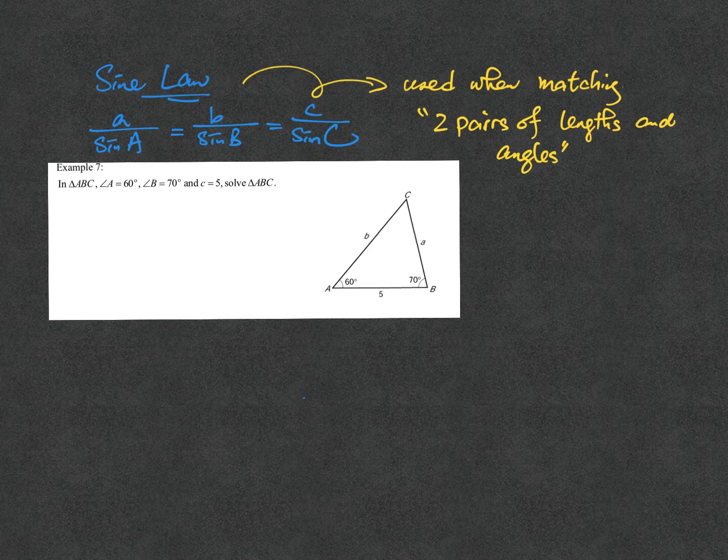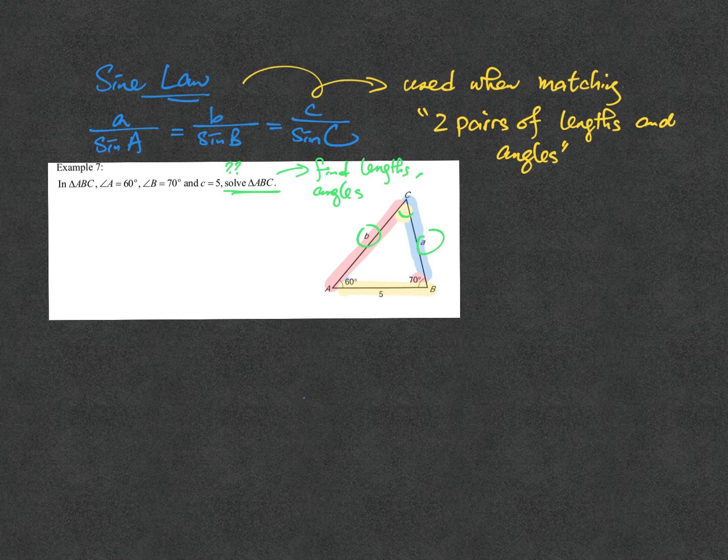Before we apply it, you have to match the sides and also the angles. For example, a now should be matching to 60, next one would be b matching to 70, and lastly 5 will be matching to angle C. Now the question is asking you to solve the triangle ABC. What do we mean by solve? Solve means that you are required to find all the lengths and also the angles in this triangle. So you have to find b, you have to find a, and you have to find angle C.